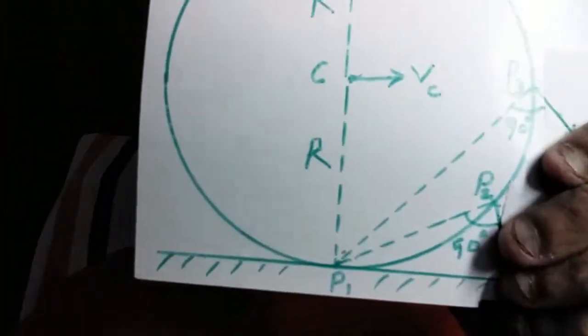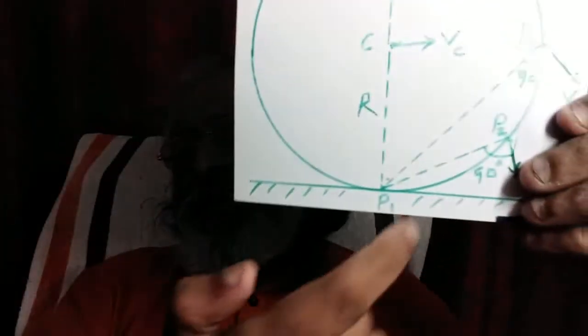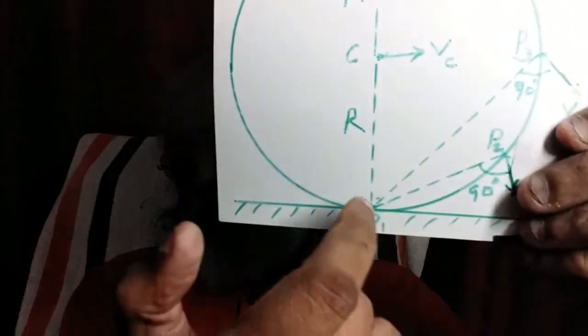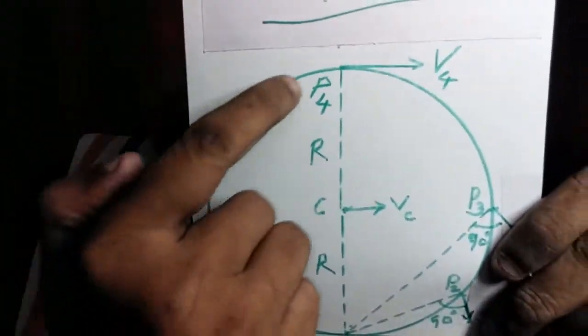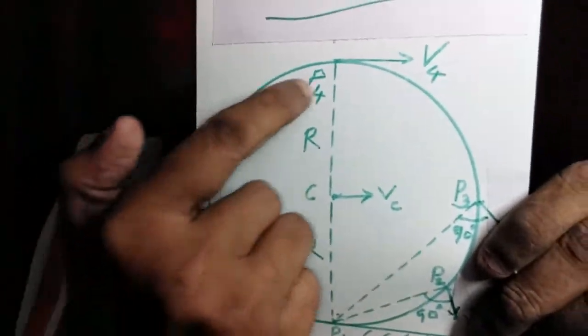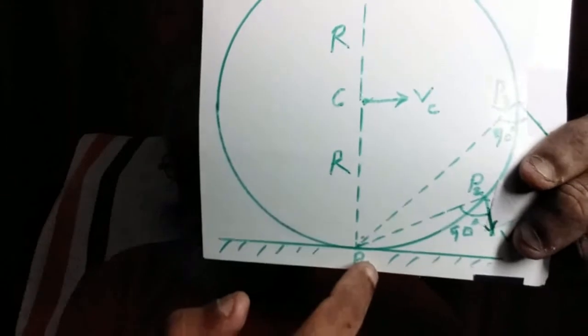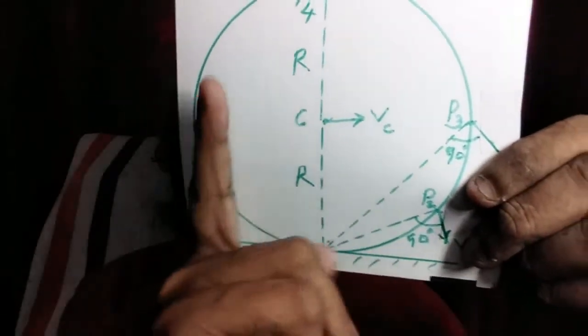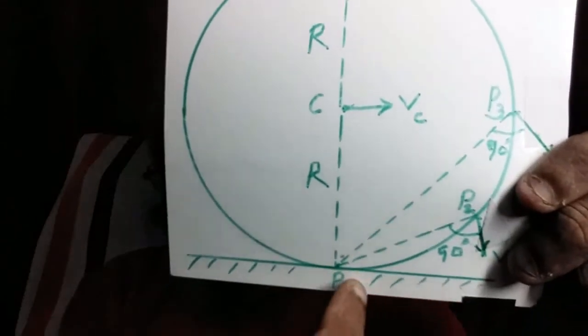This is not a fixed point because P1 will be replaced by successive points beyond P1 on the rim. So, instantaneous center is a point about which the entire disk appears to rotate for a moment.